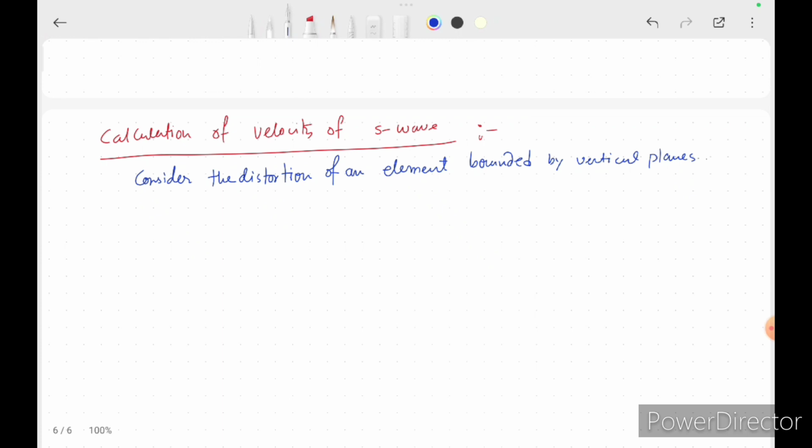Now let us take a pictorial view of how this actually occurs. Okay, this is the x-axis and this is the z-axis. And we consider a parallelogram here.